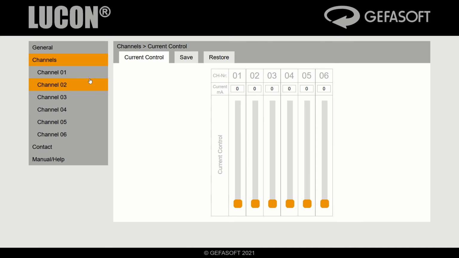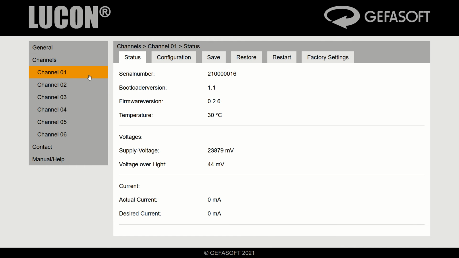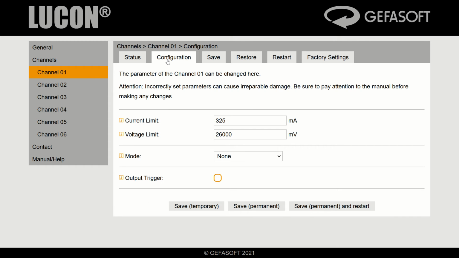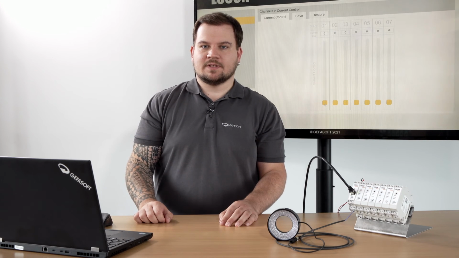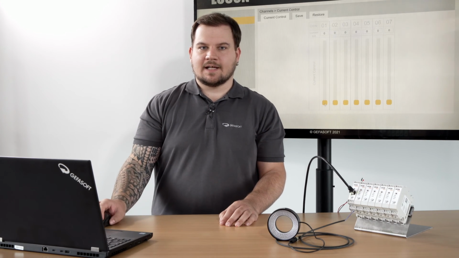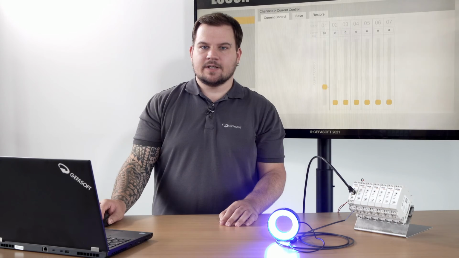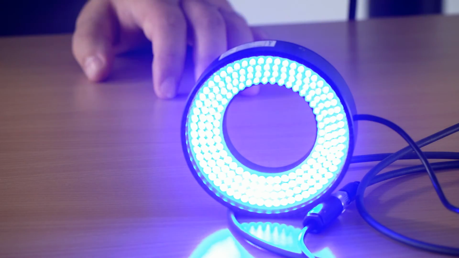The parameters for the connected lighting can be set separately for each channel. The current limit and the voltage limit are the most important parameters. If all parameters are set, the configuration can also be tested directly. The slider can be moved within the range of the set current limit.